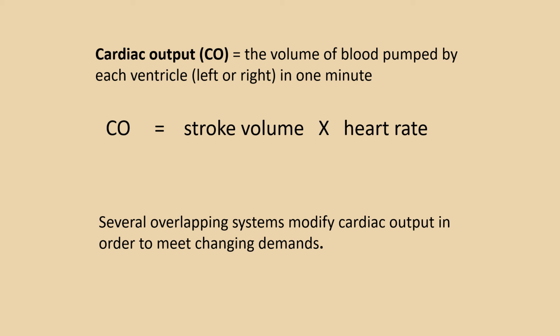So we're thinking about cardiac output, and that's defined as the volume of blood that's pumped by a ventricle, either the right or the left, in 1 minute. And cardiac output is very easy to calculate. Cardiac output is determined by multiplying stroke volume times heart rate. So stroke volume, how much blood does your ventricle pump with each beat? And then heart rate, how many beats per minute?